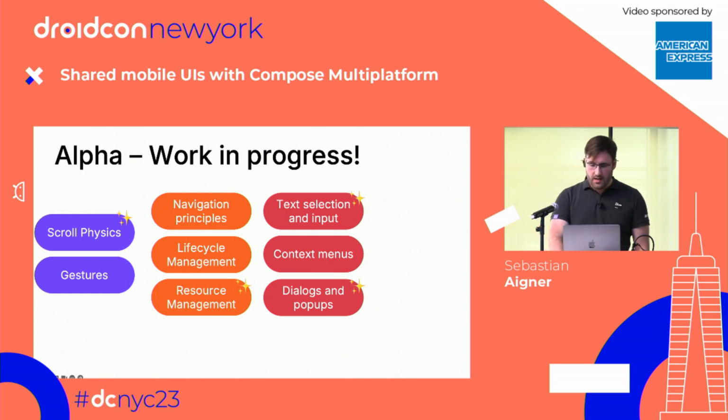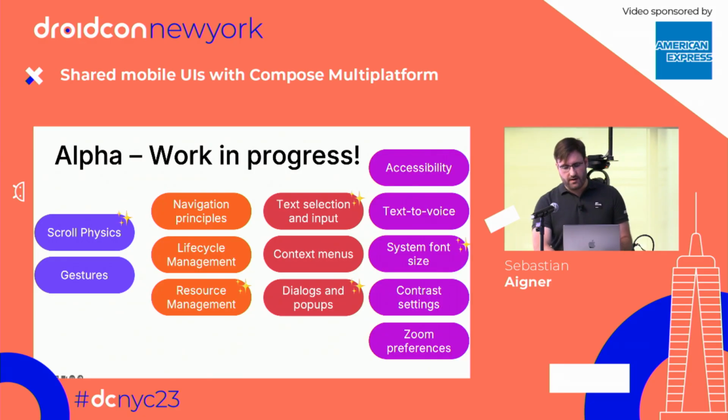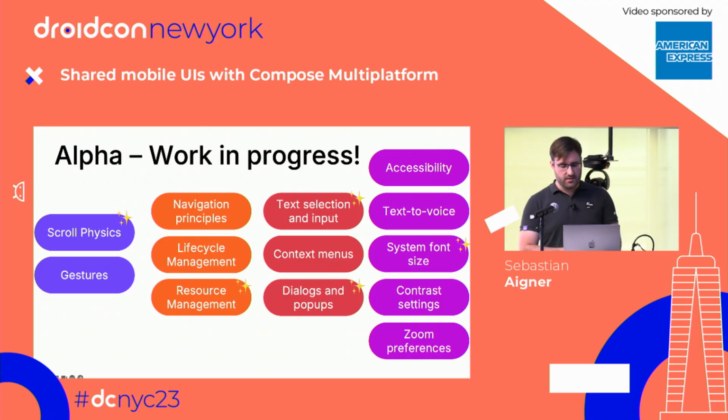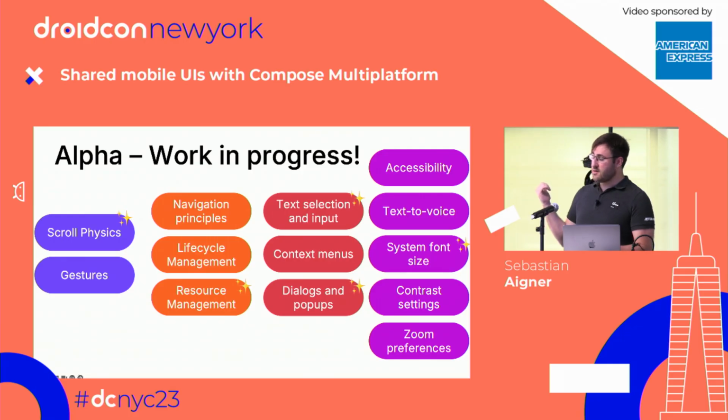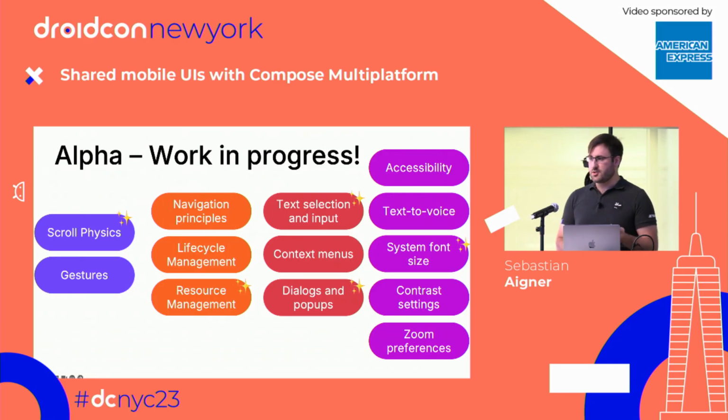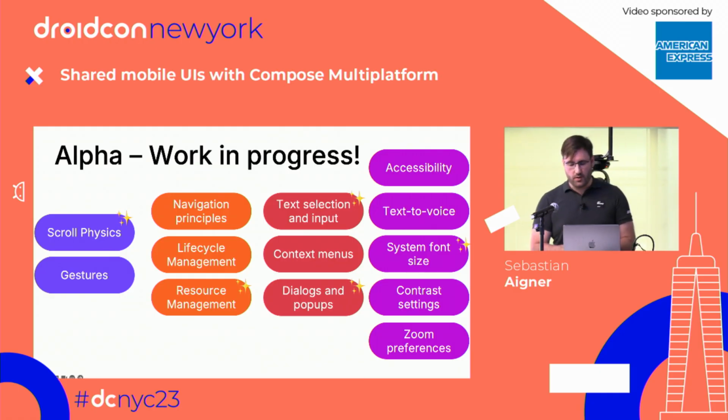We also want to make sure that Compose Multiplatform applications provide really solid accessibility integrations and respect user choices. And that includes everything from text to voice to zoom to contrast preferences that users might set. As one example that we've done quite recently, we've introduced support for dynamic text, which is one of the Apple APIs where users can adapt font sizes to what they can comfortably read. And that just works out of the box with Compose Multiplatform apps as well now.